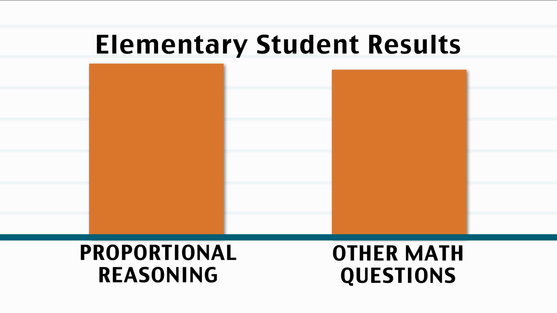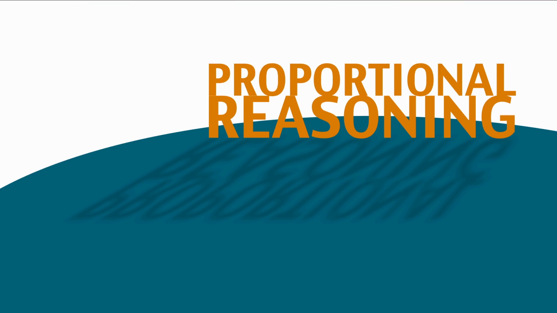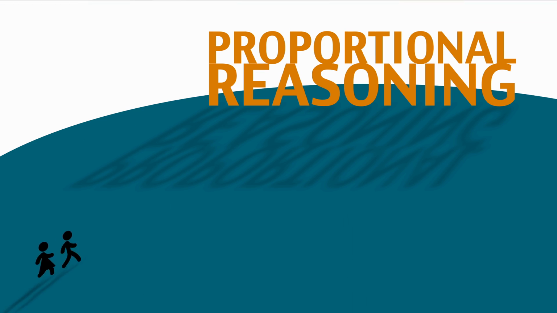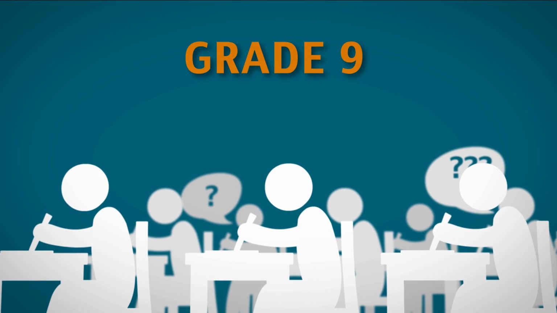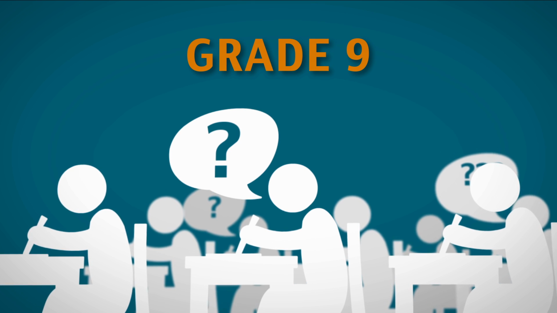Annual EQAO provincial tests have shown that grade 3 and grade 6 student results on proportional reasoning questions are generally in line with their overall performance on other types of math questions. Further development of math skills are needed across all areas of the math curriculum, including in the area of proportional reasoning. EQAO tests also show that by grade 9, many students across the province have still not demonstrated mastery of this skill.